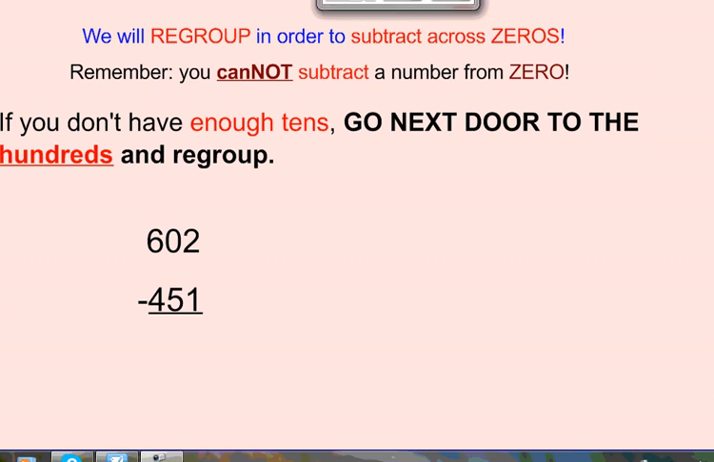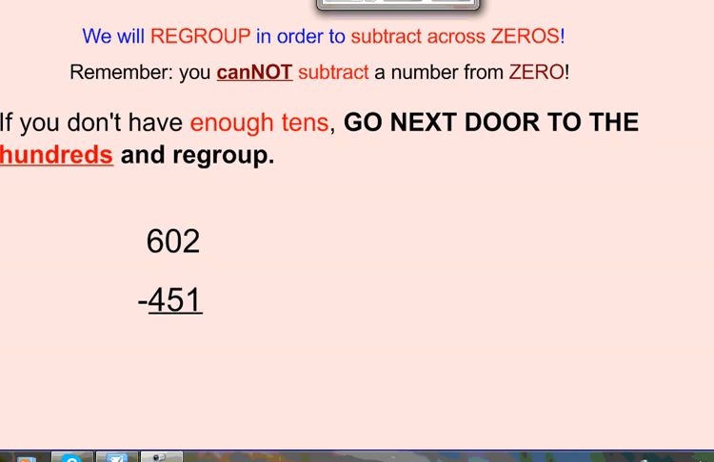In math, the third graders practice subtracting across zeros. They learn that they cannot subtract a number from zero. You cannot subtract from nothing. They learned how to regroup in order to subtract.